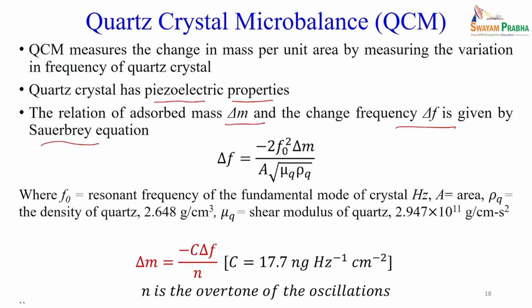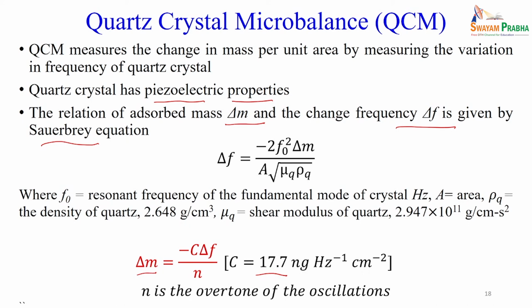So, F naught is its resonance frequency, A is its area, rho q its density, and mu q is its shear modulus. As we know, these are constants: its resonance frequency, the area of the crystal, its density and the shear modulus are all constant. So, we can calculate this constant value, and it can be written as delta m is directly proportional to delta f times C. C is the constant, and if you calculate this value from the given data, it comes out to be 17.7 nanogram per hertz per centimeter square.